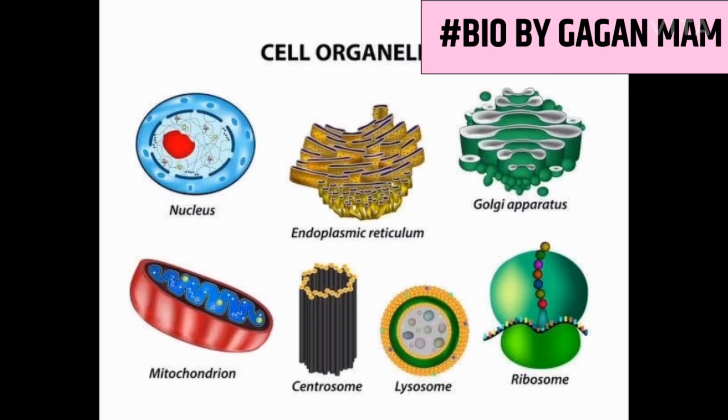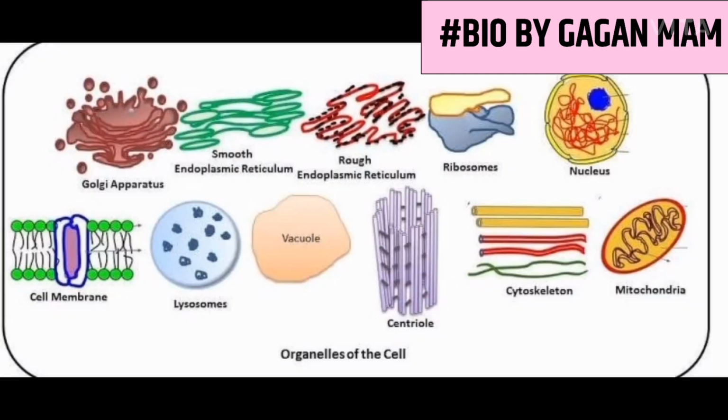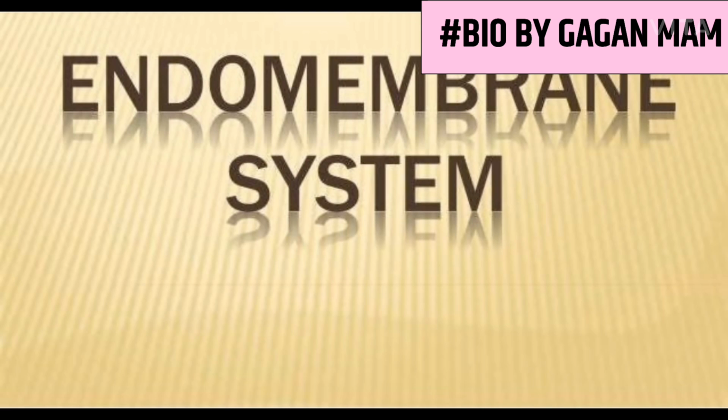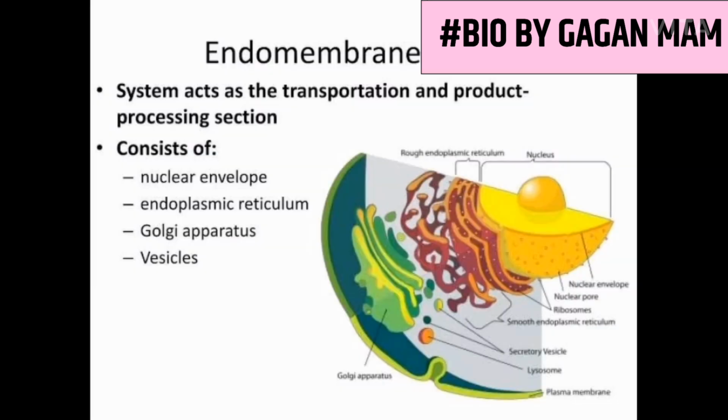Some of the cell organelles, as you can see in the picture, are mentioned: nucleus, endoplasmic reticulum, Golgi body, ribosome, Golgi apparatus, lysosome, ribosome, centrosome. Now what is the endomembrane system? Actually, the functioning of certain membrane-bound cytoplasmic organelles is well coordinated. They exchange materials among themselves by means of vesicles. These organelles collectively form the endomembrane system.